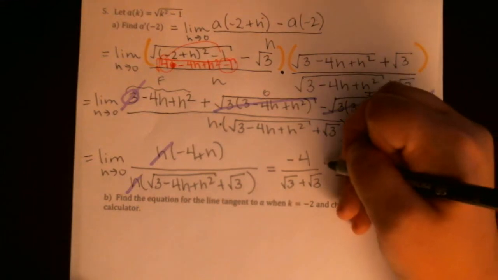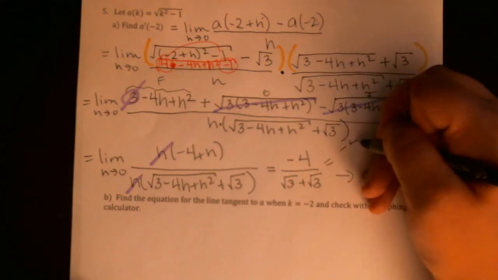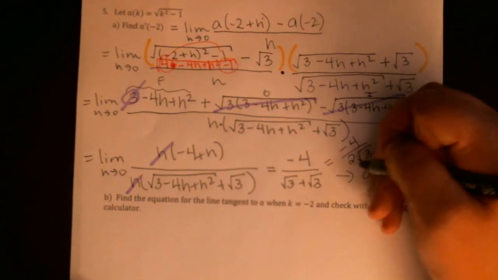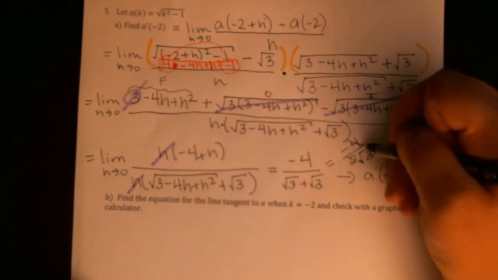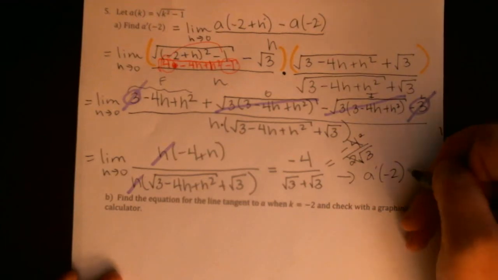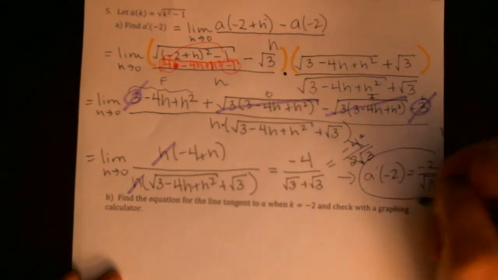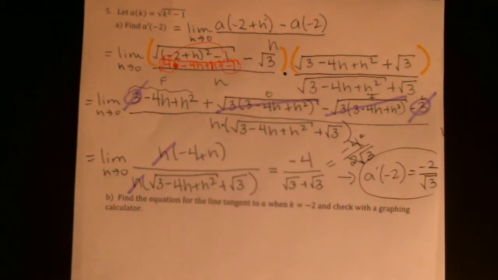I'm going to write a little extra sneaky step in here. So the root 3 plus root 3 is a 2 root 3, which means I actually have 2 more steps. I can then cancel out a 2 and say this is negative 2 over the square root of 3. So that's my answer to part A.